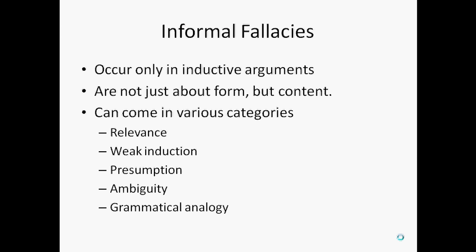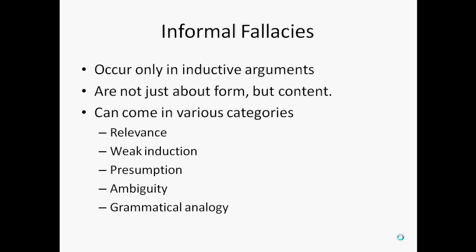Informal fallacies, on the other hand, occur only in inductive arguments. And they're not just about form, but about the content. So you have to evaluate it, and it's sort of how you say strong or weak, but there are various ways in which an argument can be informally fallacious. We have various categories. The first, chapter 2.2, will deal with relevance, fallacies of relevance.